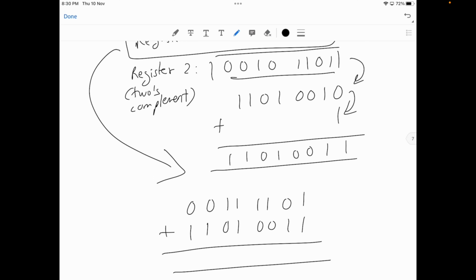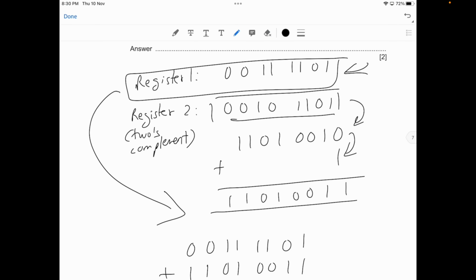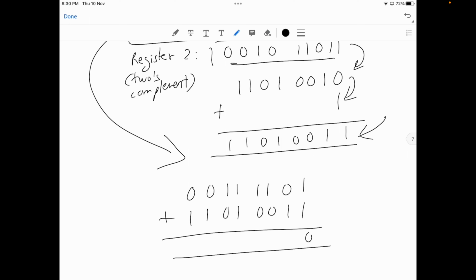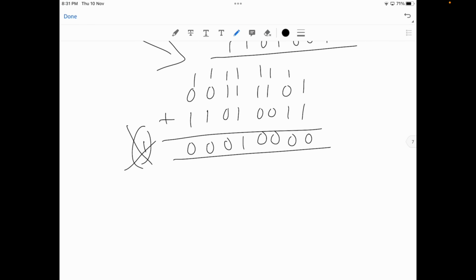Once you add the value stored in register 1 as well as the 2's complement value of register 2, you're going to get 1 plus 1. That's going to become 0, carry 1. 1 plus 1, 0, carry 1. 1 plus 1, 0, carry 1. 1 plus 1, 0, carry 1. 1 plus 1 plus 1, 1, carry 1. 1 plus 1 plus 0, this in this case is just going to be 0, carry 1. 1 plus 1, 0, carry 1. 1 plus 1, 0, carry 1. This outer part is just going to be ignored, so don't care about that part. It's just going to be canceled.